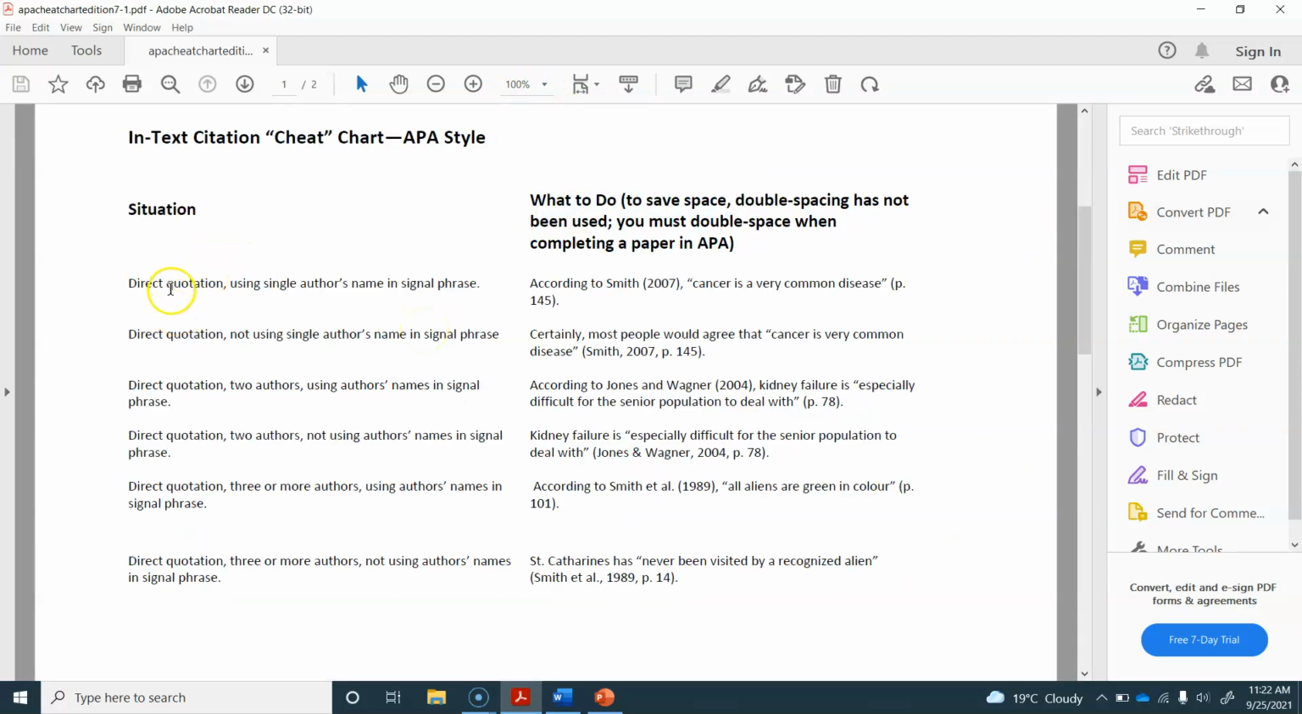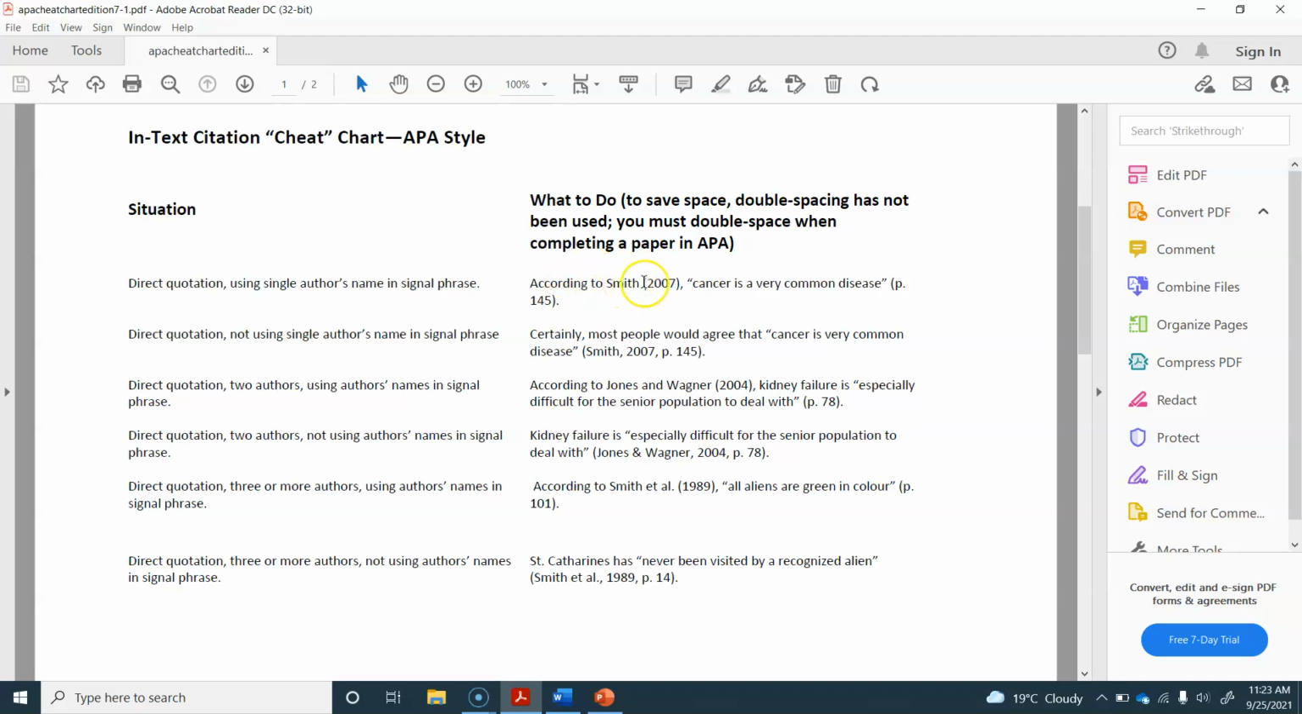Okay, our first example is when we're direct quoting, we have one author and we're using that author's name in our writing in what I'm going to call a signal phrase. Take a look at the example. According to Smith, bracket, year of publication, close the bracket. I have a comma in there just for grammar. Okay. Then I go into my quotation. "Cancer is a very common disease," unquote. Then a space, another bracket, P period space, the actual page number that those words appear on. And then I close the bracket and I put in a period.